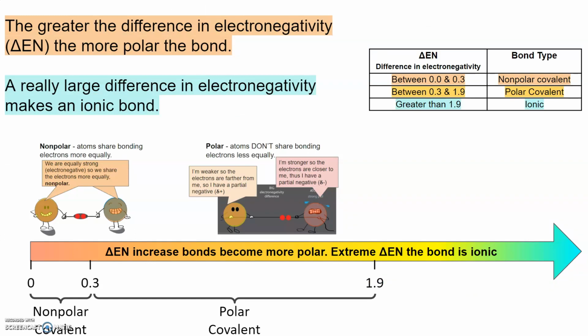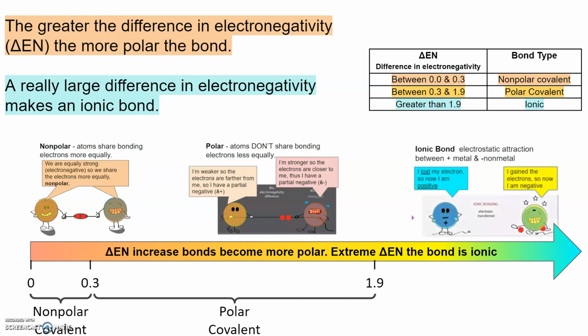So if we go back to this scale here, if the difference in electronegativity is greater than 1.9, then we have an ionic bond. If it's higher than 1.9, then it's an ionic bond because the difference is so great that the nonmetal rips the electrons away, becomes completely negative, and the metal loses that electron and becomes positive.